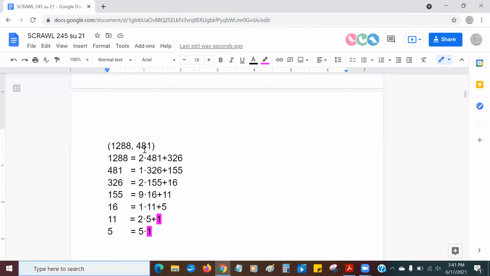Again, we want to see how many times this smaller number goes into the bigger number. 1288 is equal to 2 times 481 plus 326. Now I take the 481 and the 326 and put them down here. So 481 is 1 times 326 plus 155. Now I take the 326 and the 155 and bring them down to the next level. 326 is equal to 2 times 155 plus 16.